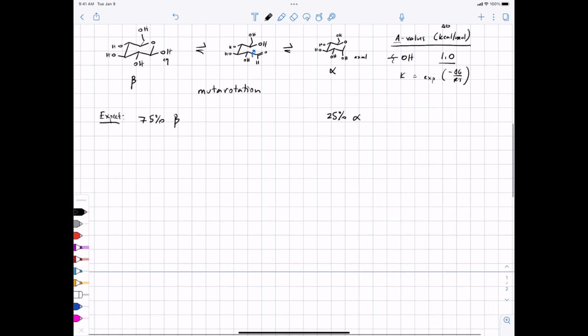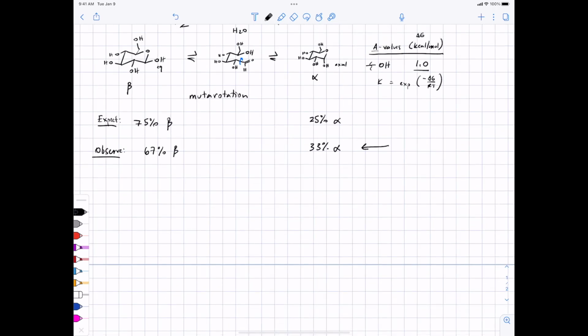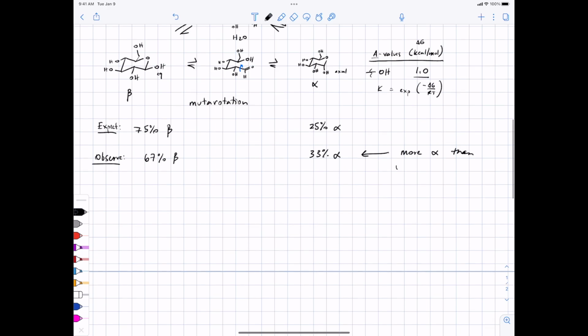But actually what we observe is different from that. And so there's something interesting to learn here. We actually observe 67% beta and 33% alpha. So what we see in terms of actual equilibrium is we see more alpha than we can account for based on sterics alone. Okay, so what's going on here?